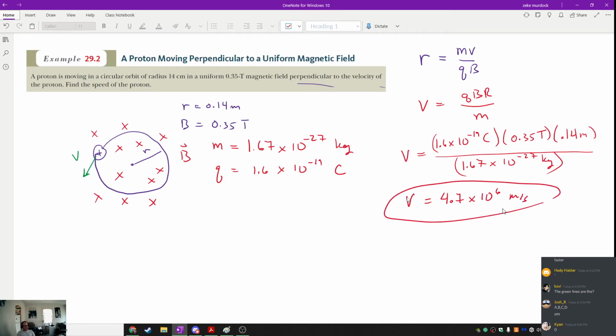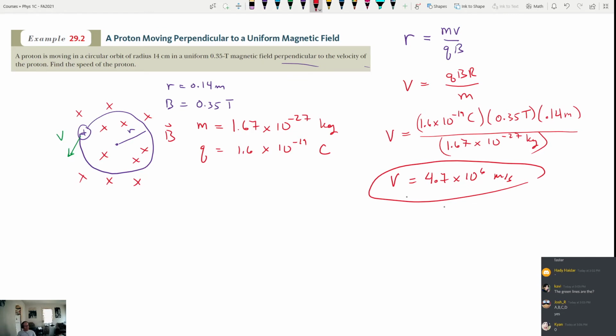And if that seems like a big number, it's a small particle. Small particles move really fast. It's just how it works. Okay. Any questions about that? Pretty easy plug and chug, but we're going to do one that's a little trickier next.